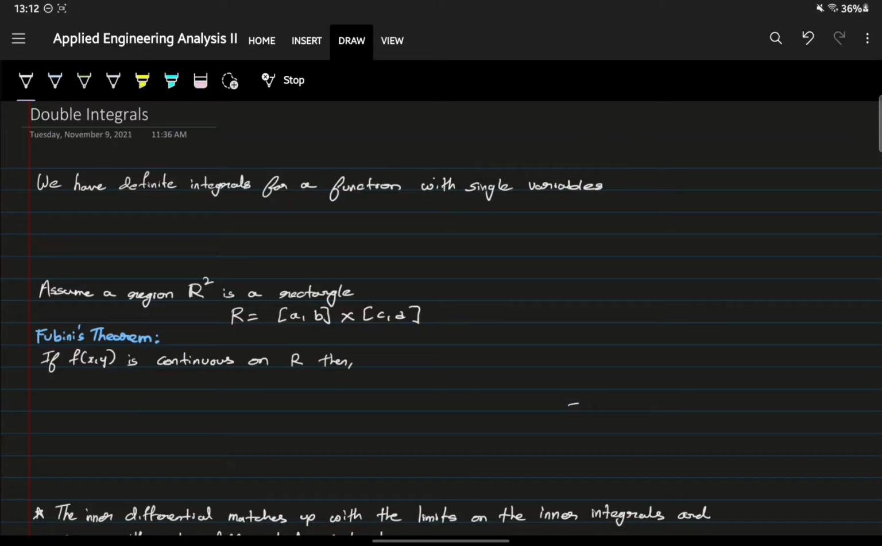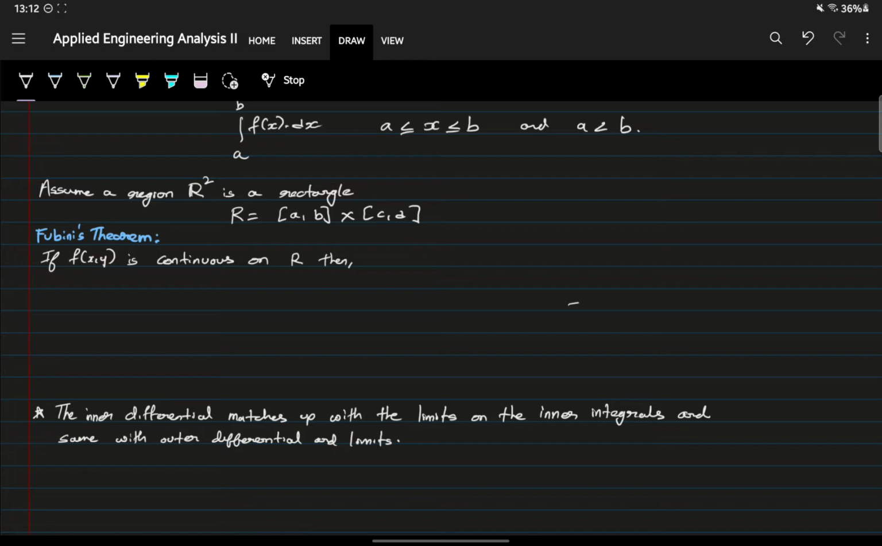In this lecture recitation video, we are going to go over some double integrals. First of all, let's cover the definite integral for a function with a single variable, where the value of x lies between a and b, and a is less than b. So this is applicable for a one-dimensional space. But what about two-dimensional spaces or higher dimensions?